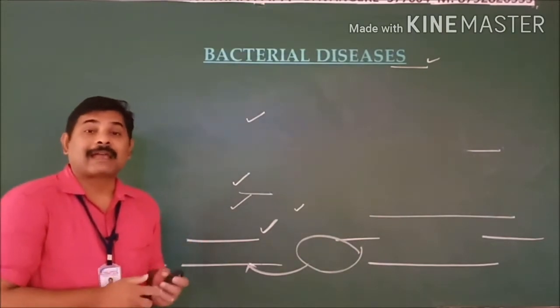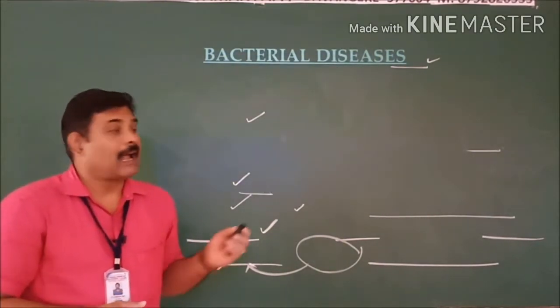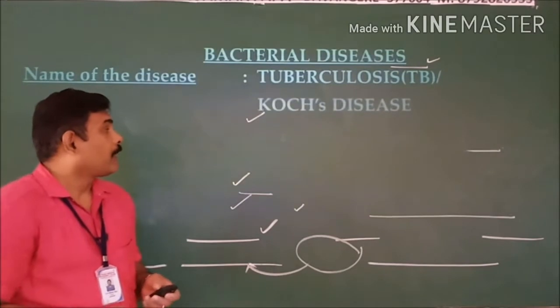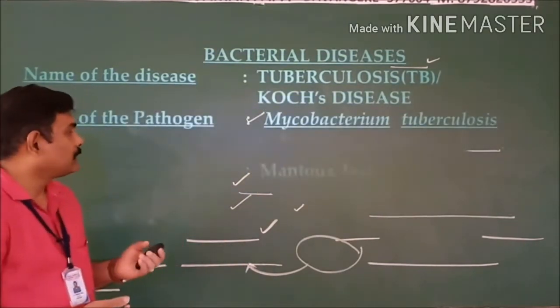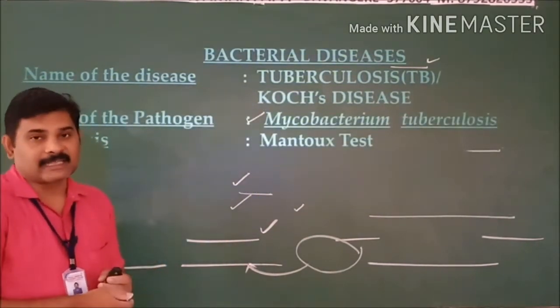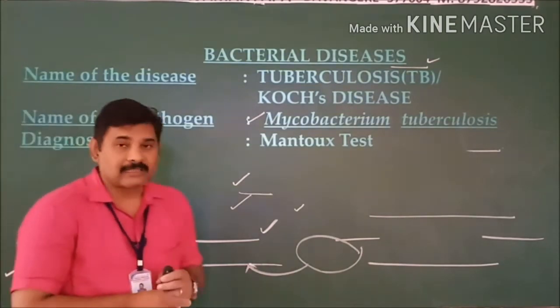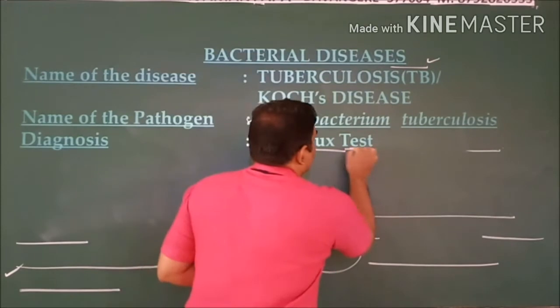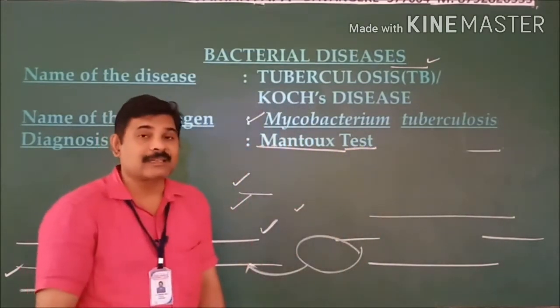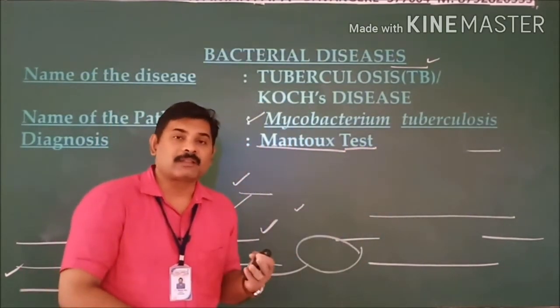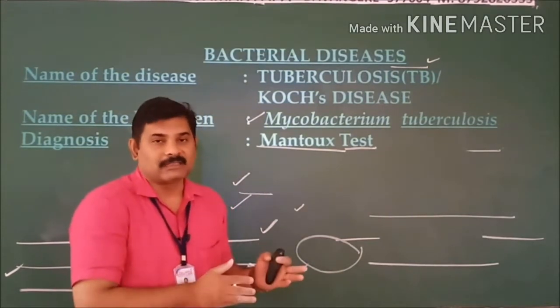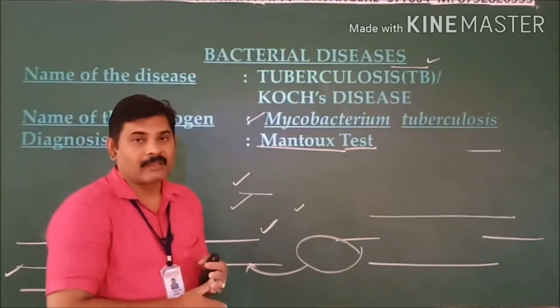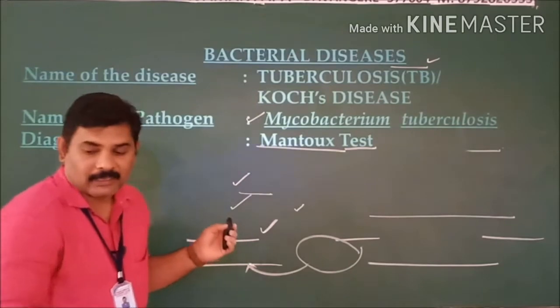So these are all the characteristic features of this disease, and now we will see what test is available to us. The diagnosis test for tuberculosis is known as the Mantoux test. When you go for that, we can confirm the disease from which he is suffering. So this is one important thing.